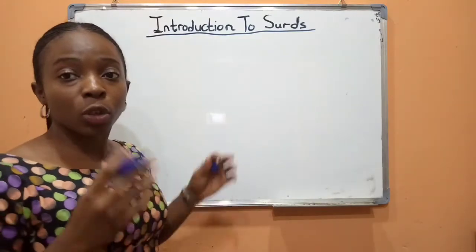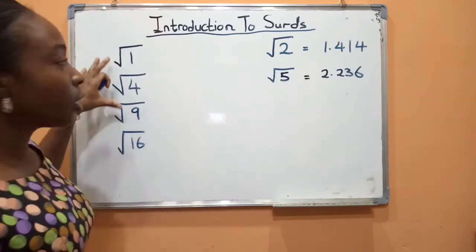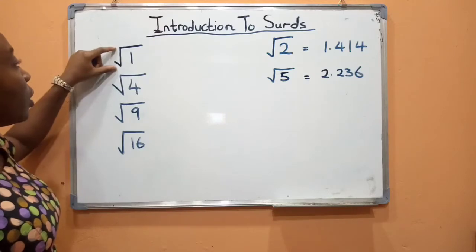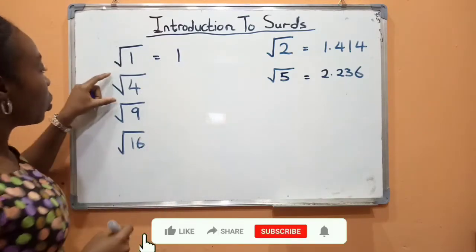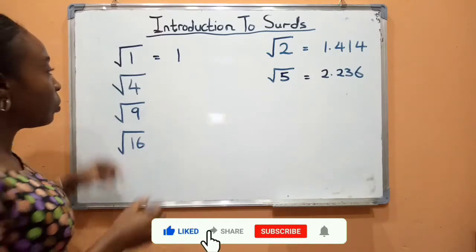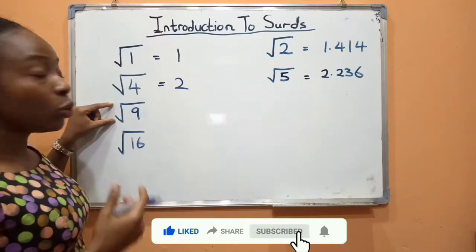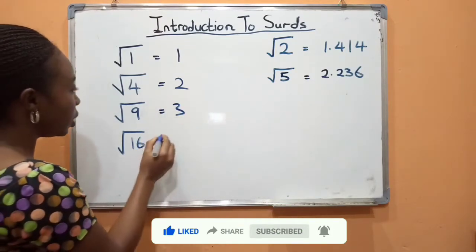For us to understand what surds are, I'd like us to take a look at these examples. Let's take a look at these numbers. If you take a look at this number, you're going to notice something. To find the square root of 1, you simply get 1. To find the root of 4, you simply get 2. And to find the root of 9, you're going to have 3. And then that of 16 gives you 4.